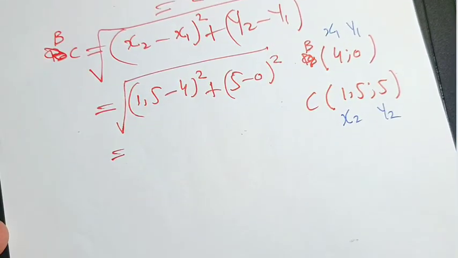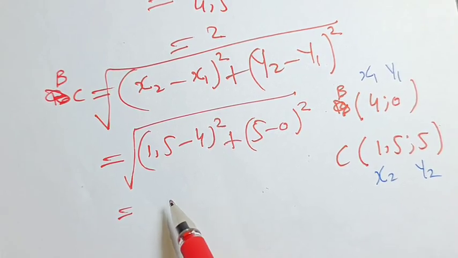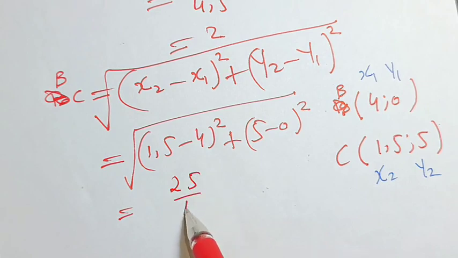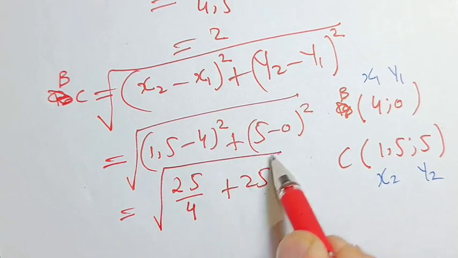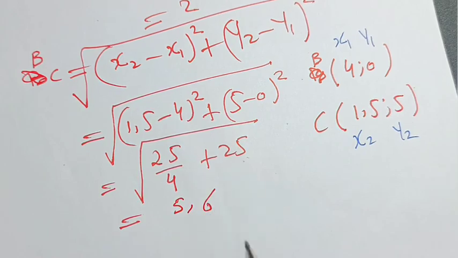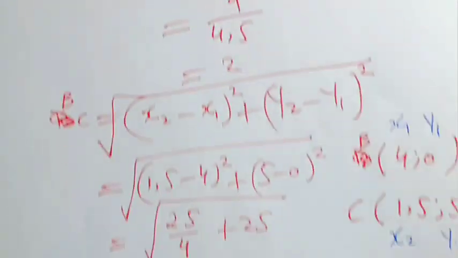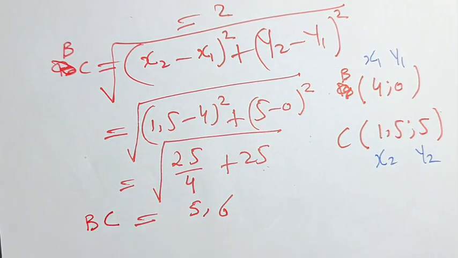Now I need to solve here. The answer is going to be the square root of 25 over 4 plus 25, which is equal to 5.6, because they say we must give the answer to only one decimal place. So the answer is 5.6. That's the length of BC.